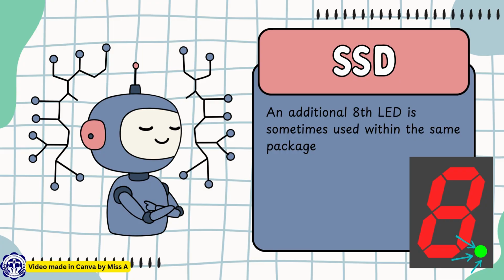An additional 8th LED is sometimes used within the same package, thus allowing the indication of a decimal point, dp, when 2 or more 7-segment displays are connected together to display numbers greater than 10.